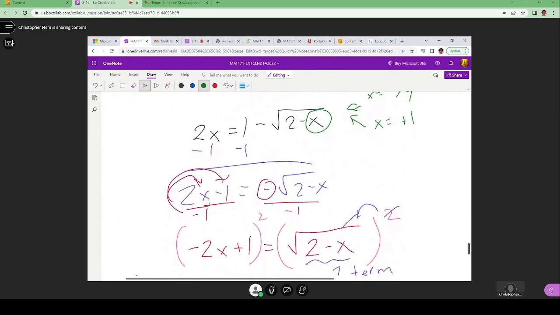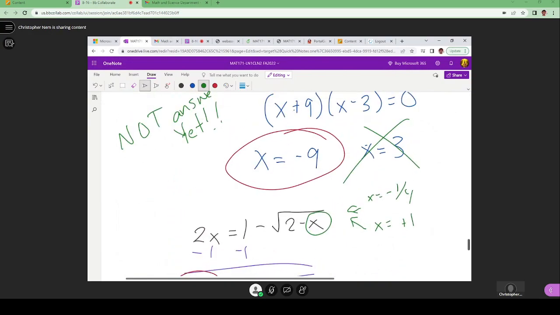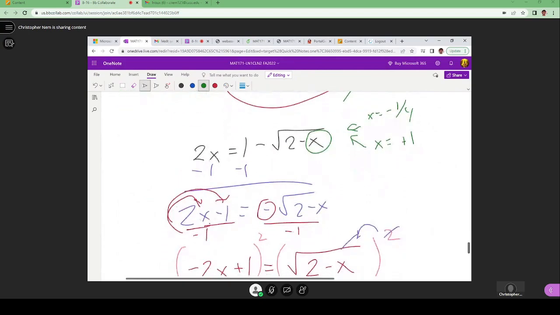Let me see. Does the domain work? Let's try it out. Let me write the original equation. How do I copy this? I believe I can. No, I cannot do that.